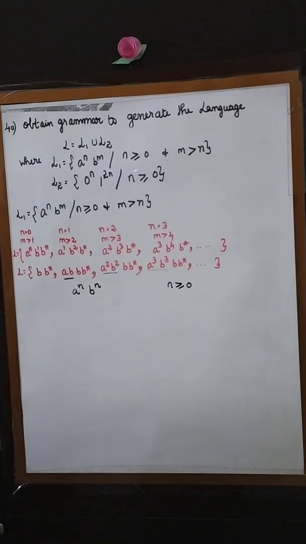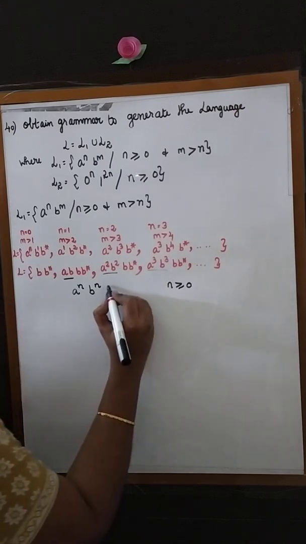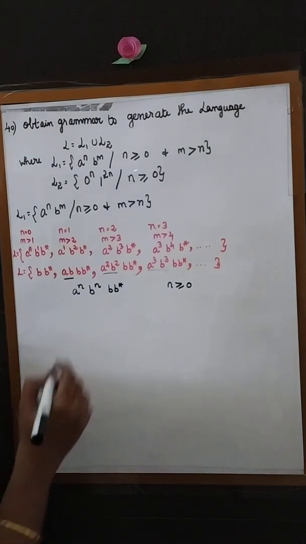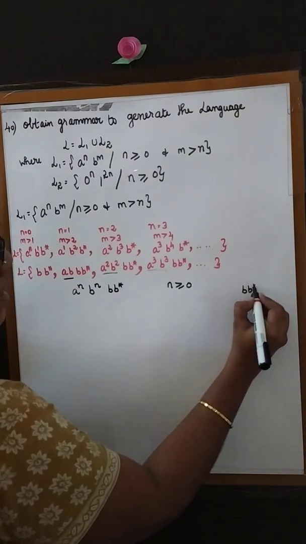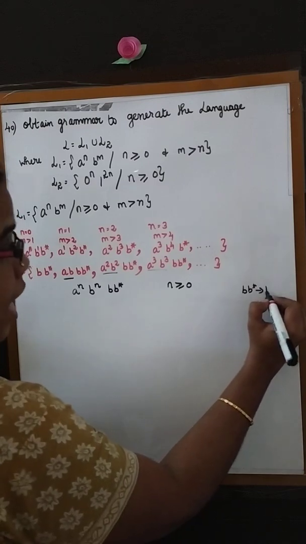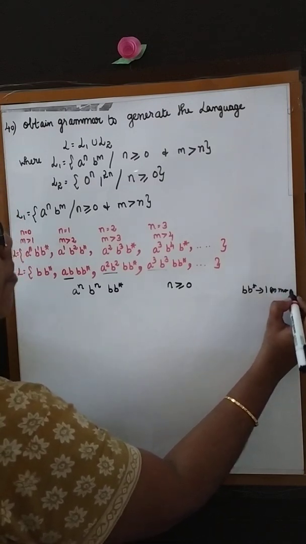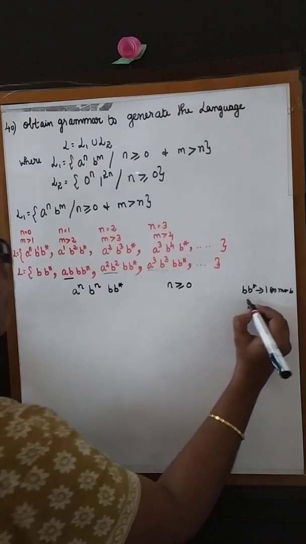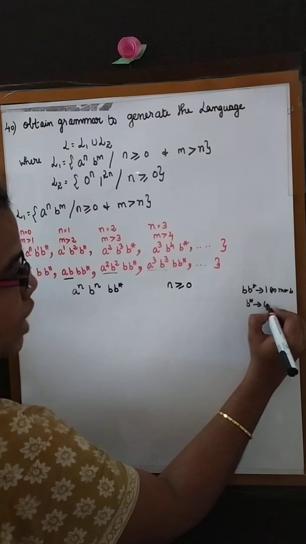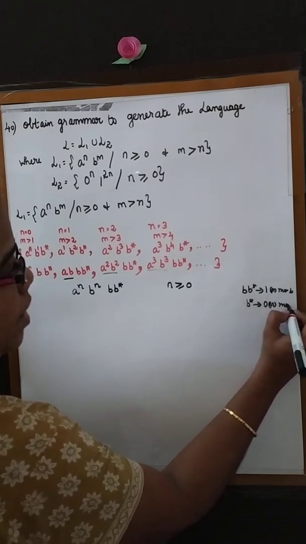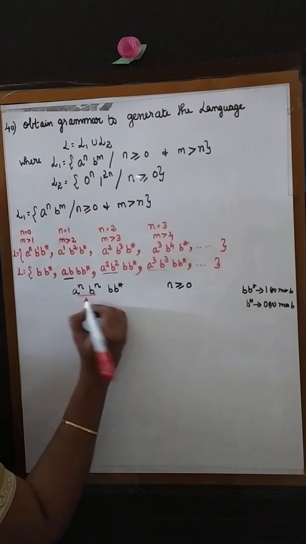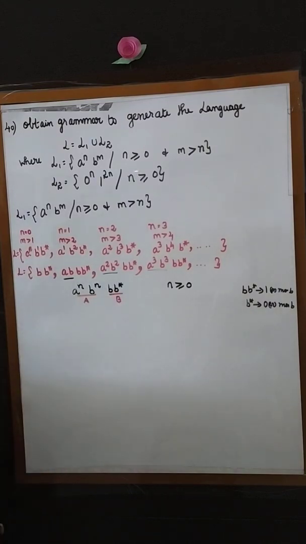Next, this a to the power of n, b to the power of n is being followed by b star. I told you, whenever you have b star, it denotes you can have one or more number of b's. If you have only the b star, you will have 0 or more number of b's. So now I am going to push this into A and this I am going to push into B, non-terminal.